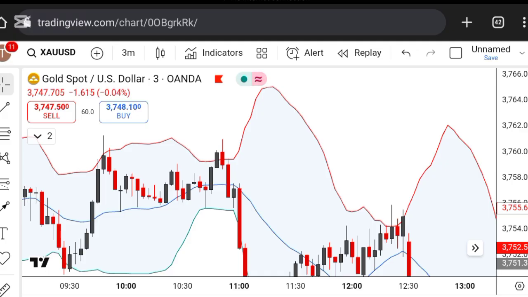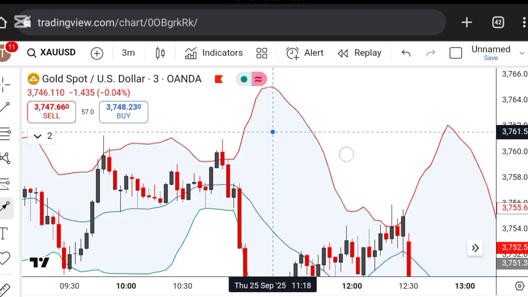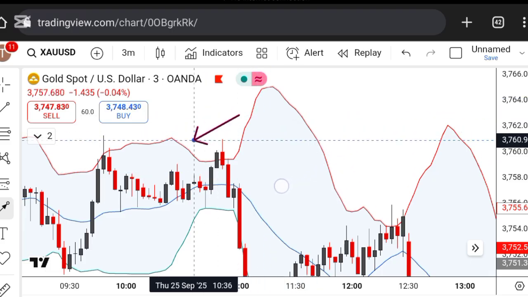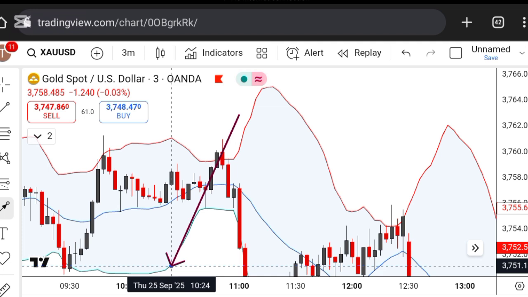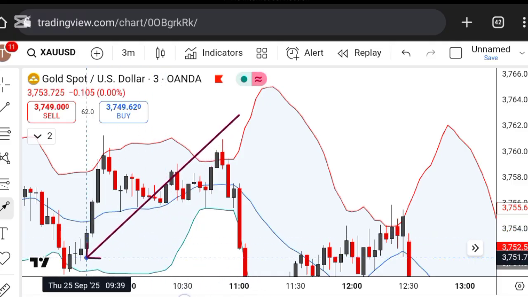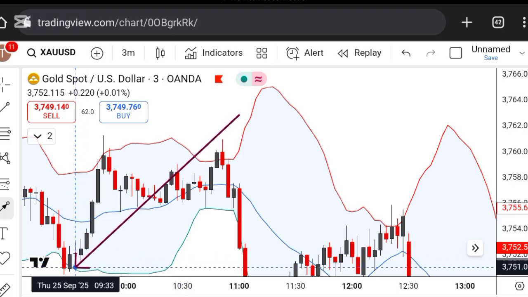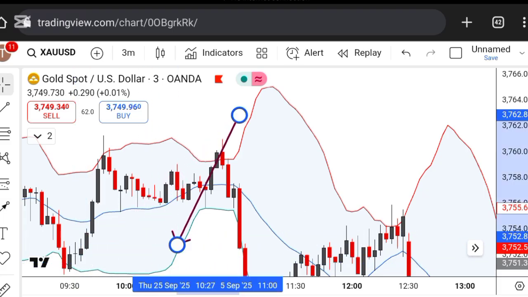So let's say once the market comes to the upper band, you are looking for a sell, and once the market comes to the lower band, you are looking for a buy. How are you going to do that? You just have to wait for the market to come to the lower band, as you see right here. Once the market comes to the lower band, you are looking for a buy. How are you going to buy? That is what I'm going to show to you guys.